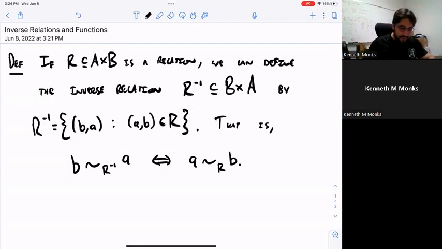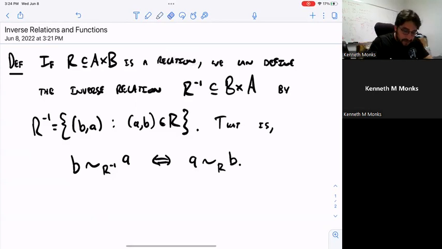So what is, once again, let's remind ourselves, what is a relation? A relation is just ordered pairs from a subset of a Cartesian product. A cross B is the set of all ordered pairs with one coordinate chosen from set A and one coordinate chosen from set B. So R, a subset of these ordered pairs, is a relation.